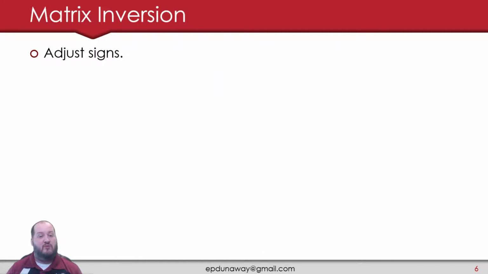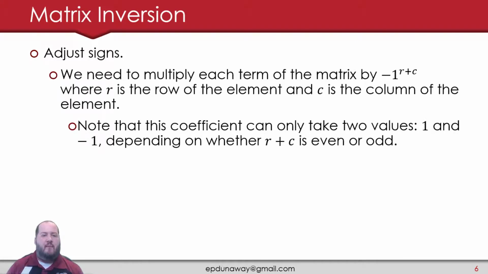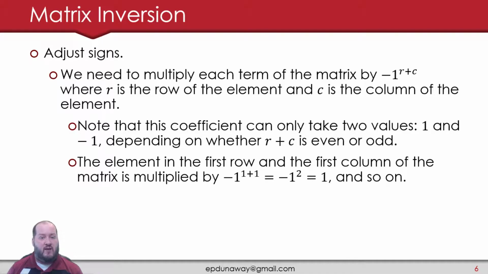The third step is we need to adjust the signs. This is a bit more complicated, but it's actually got a really nice pattern. I'm going to multiply each term in the matrix by -1 to the r plus c power, where r is the row of that element and c is the column of that element. The neat thing about this function is it can only take 2 values. It can be 1 or it can be -1, depending on whether r plus c is even or odd. If r plus c is even, it's going to be 1. If it's odd, it's going to be -1. For example, the element in the first row and the first column is multiplied by -1 to the 1 plus 1 power, or -1 squared, which is just equal to 1, and so on. Just iterate your rows and columns. It creates what we would call a checkerboard pattern. We alternate between pluses and minuses, basically.